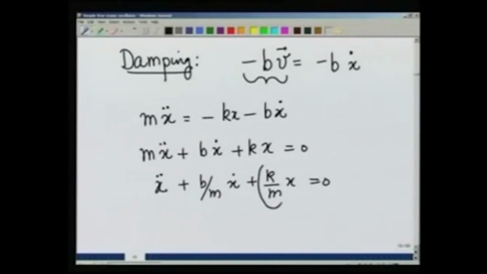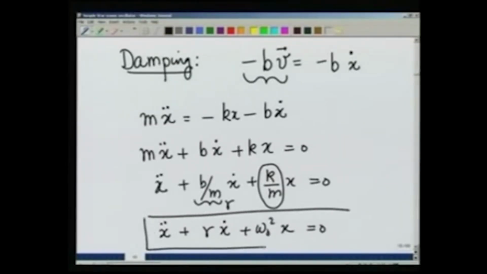This term I already identified as omega naught square. I am going to call this term gamma, or the damping coefficient, and therefore write this equation as x double dot plus gamma x dot plus omega 0 square x is equal to 0. This is the equation for a damped harmonic oscillator, where the damping is proportional to the velocity. And we will see how we get different solutions for this and different kinds of motion under separate circumstances.